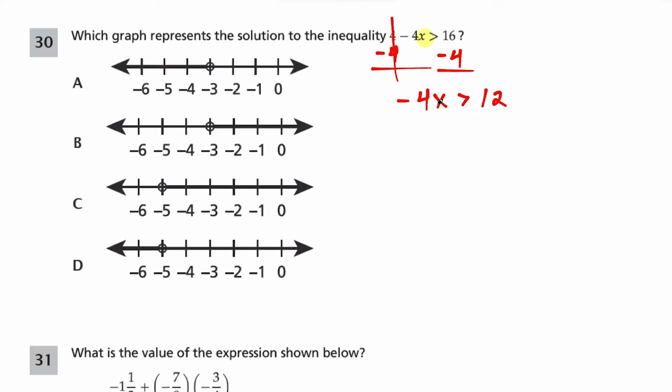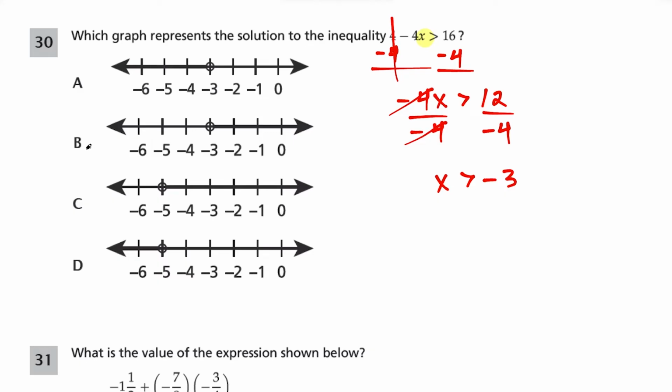So now to solve for x, we're going to divide both sides by negative 4 because we have negative 4 times x. The opposite of multiplying is dividing, so we divide both sides by negative 4. But now for this part, we have to be very careful. It's very tempting to say here that 12 divided by negative 4 is negative 3, and then students will just say x is greater than negative 3, and then they choose something like choice B.